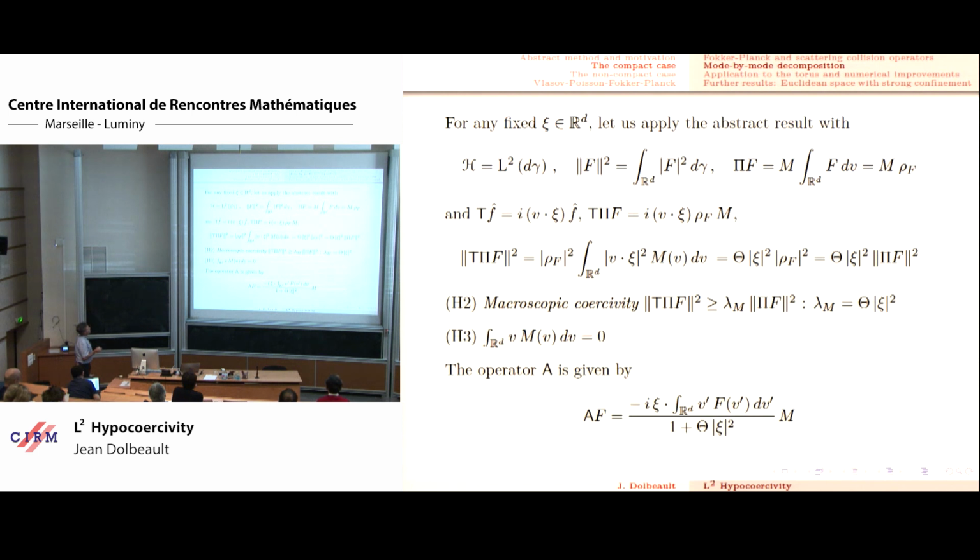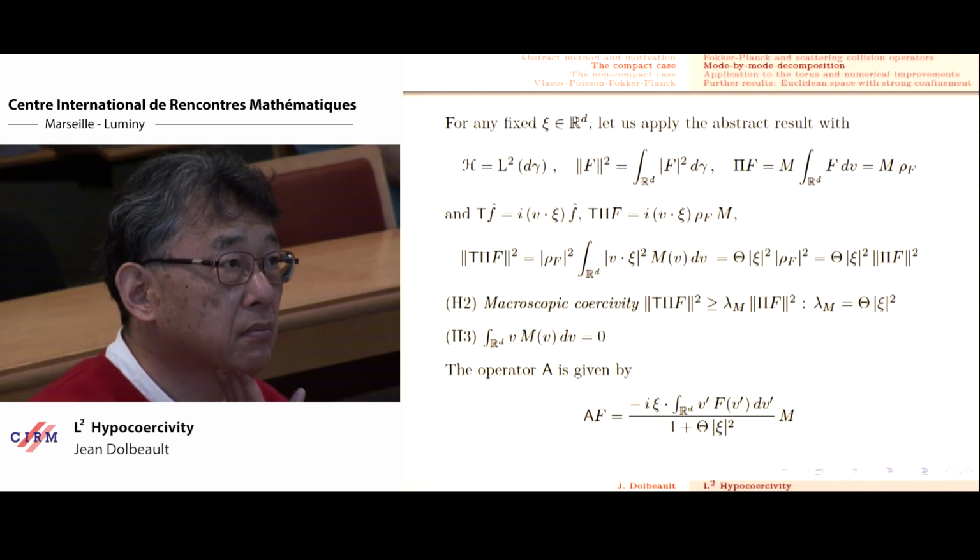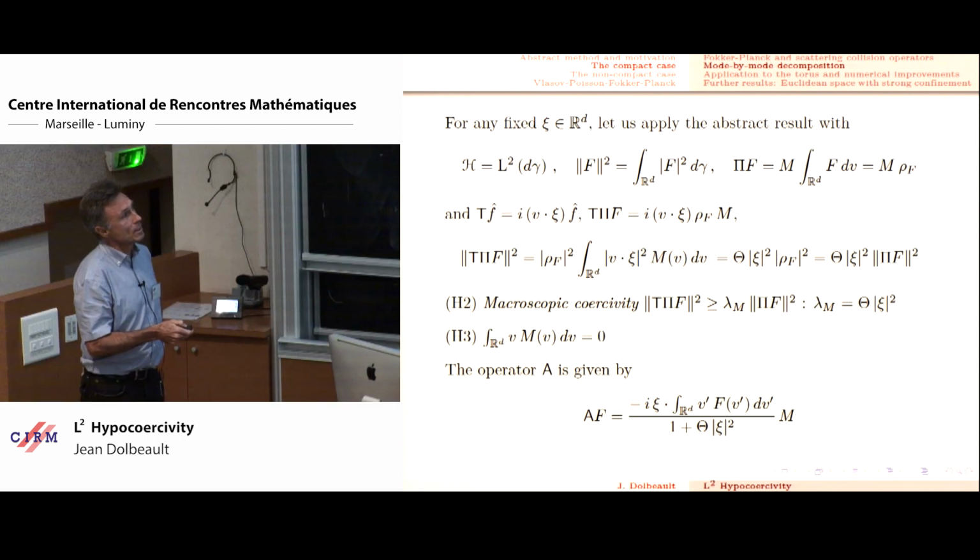The transport operator is just the multiplication operator, so you can really compute with it and get explicit quantities involving the parameter and local quantities, microscopic quantities. This is the integral of f dv. The macroscopic coercivity condition is just the fact that when you compute TPF, you apply T, well, you take the square of T, so you get essentially a xi square. Against the Maxwellian, you integrate V square, and this is why you get the theta here.